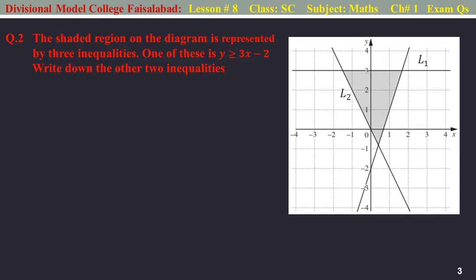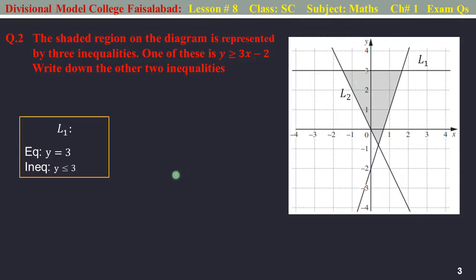So the equation of this line is y equal to 3, because it is passing through y equal to 3. So its inequality will be y less than or equal to 3, because the region below this line is the defined region. So we will replace this equality sign with a less than or equal to sign.